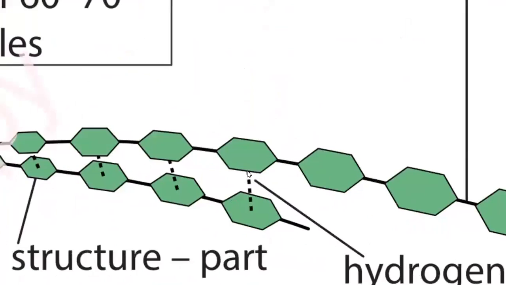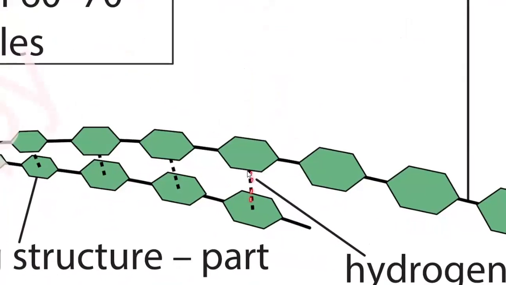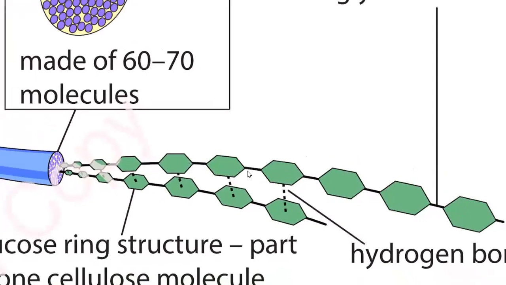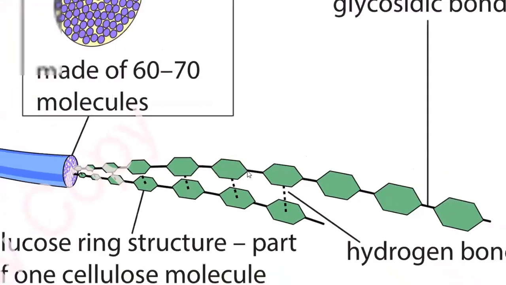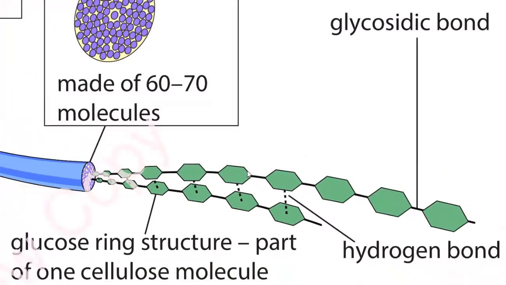These two chains are joined to each other by this dotted structure, which is the hydrogen bonds. Although individually these hydrogen bonds are weak, collectively they make cellulose a very, very strong molecule, giving it a tensile strength. What do you mean by tensile? If you try to pull cellulose from one end, and cellulose is actually our cloth, the clothes we wear, that's cellulose.